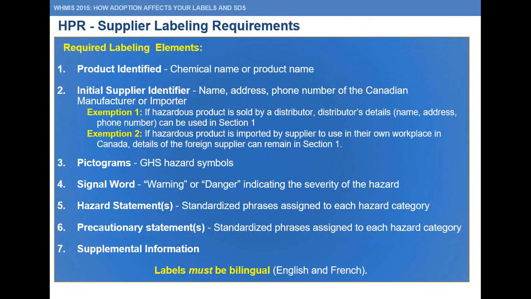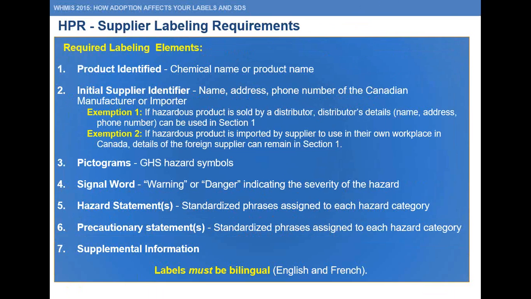So there are really 7 requirements. Product identifier, that is the chemical name, product name. The initial supplier identifier, so the name, address, phone number of the Canadian manufacturer or importer. The following exemptions carry over from the SDS, and that is if the hazardous product is sold by a distributor, then the distributor details can be used in Section 1. Again, another exception, just like with the SDS, if the hazardous product is imported by the supplier to use in their own workplace in Canada, then details of the foreign supplier can remain in Section 1.